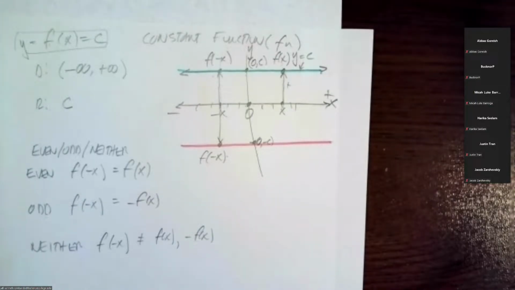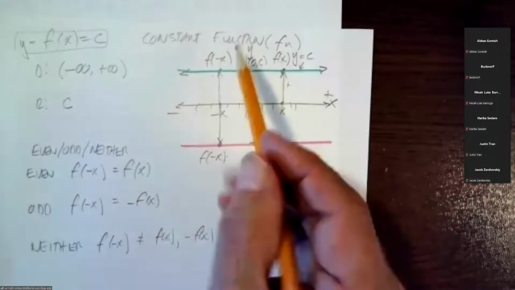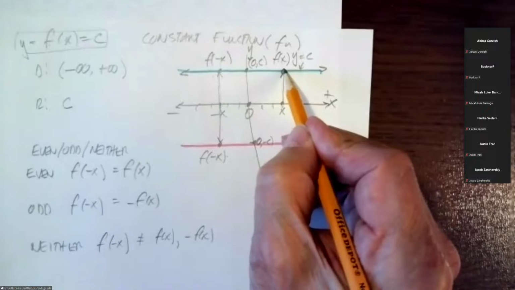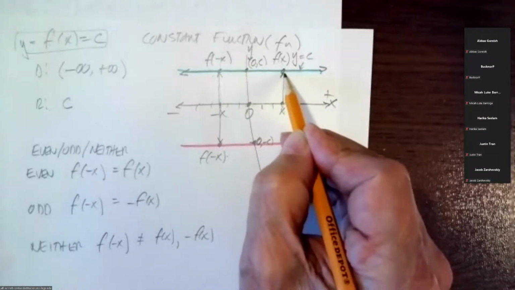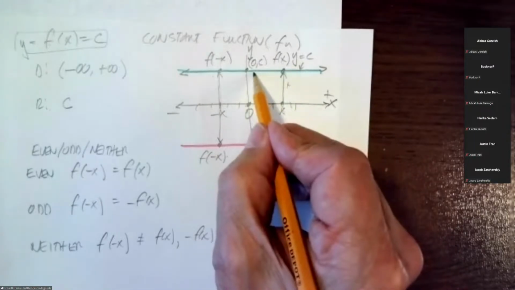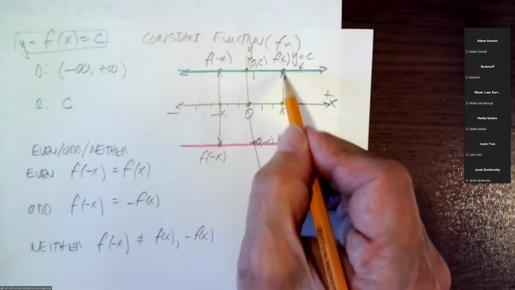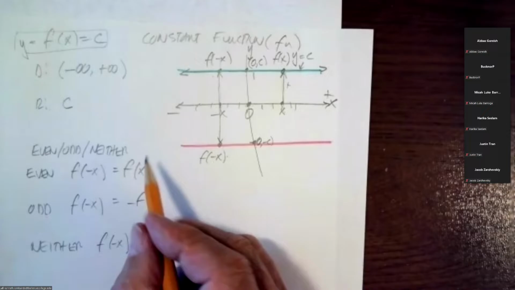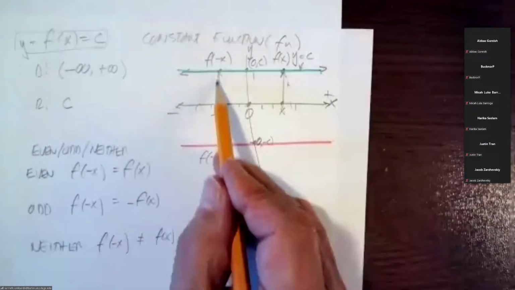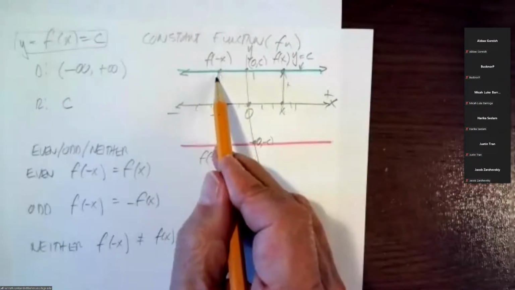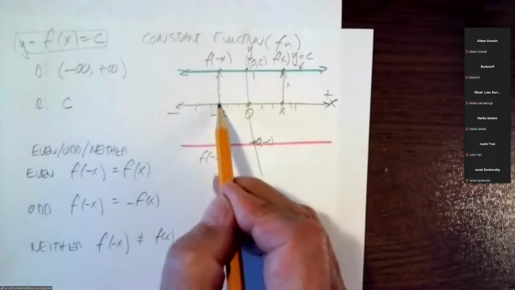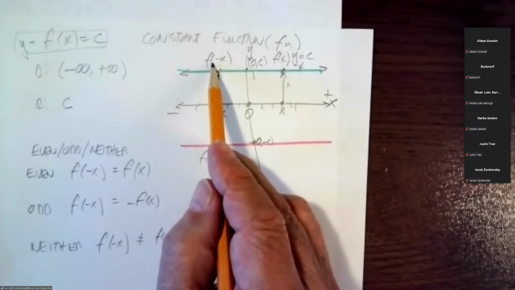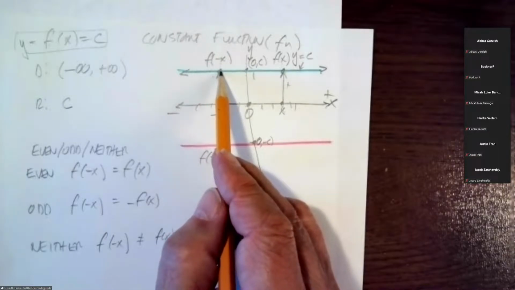Would it be odd? Well, this blue function here. If we evaluate it at x, we get this value here. Let's say it's 1 unit. When we evaluate it at negative x, what do we get? We get 1 again, don't we? It's positive. It's evaluated at negative x, but the value of the function is still 1.